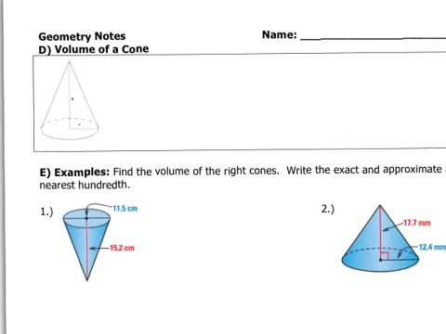So the volume of our cone, just like you saw on that demonstration, is going to be 1/3 of the volume of the cylinder, which was pi r squared h.